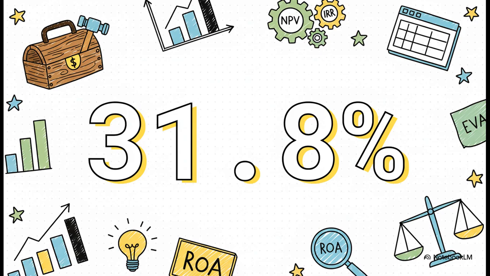So when we run the numbers, we just take Acme's net income of a little over $1.1 million, and we divide it by their total assets of about $3.5 million. And boom, we get a return on assets of 31.8%. That percentage is a super powerful benchmark you can use to see how Acme is doing compared to last year or even compared to its biggest competitors.